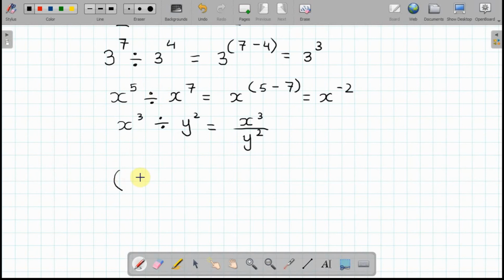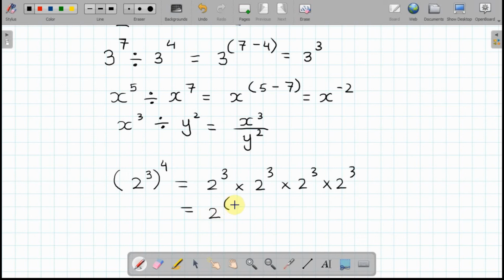If I have 2 to the power 3 to the power 4, what this means is 2 cubed is multiplying by itself 4 times. So that would mean 2 to the power 3 times 2 to the power 3 times 2 to the power 3 times 2 to the power 3. And this would be 2 to the power 3 plus 3 plus 3 plus 3, which would give you 2 to the power 12.